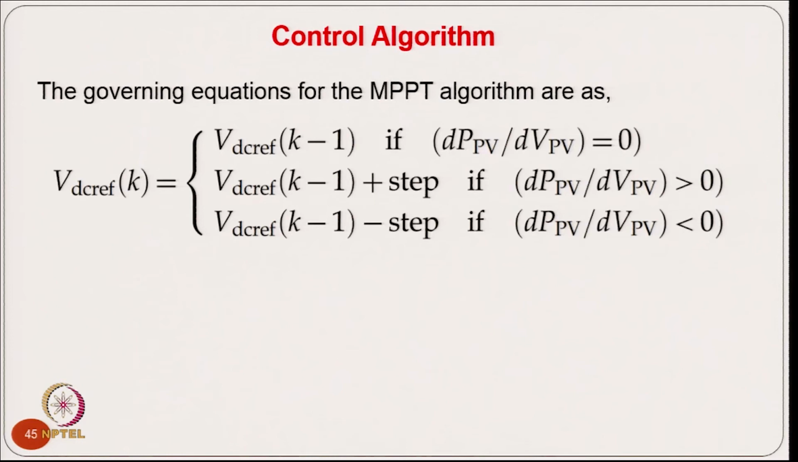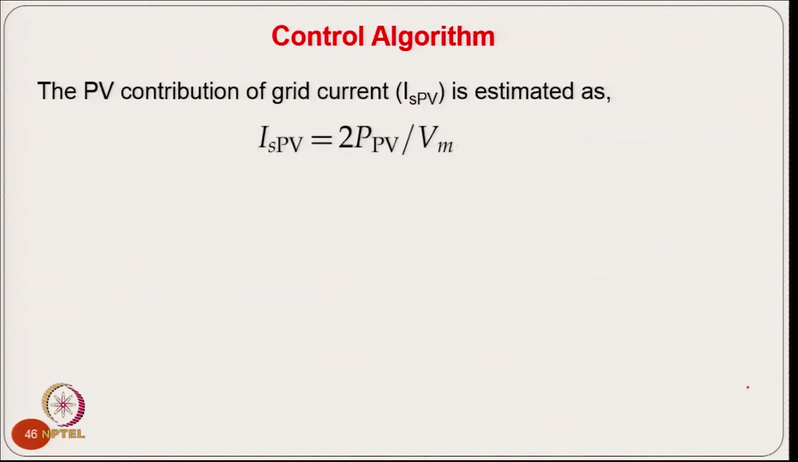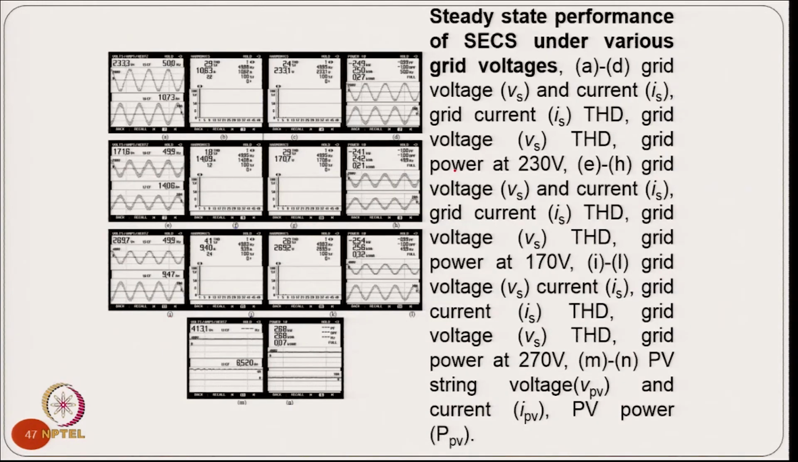And this is how you are really having a reference DC link voltage corresponding to maximum power tracking and the amplitude of grid voltage, and you are able to get the template from here, and you are able to get the feed forward term, and then these are the typical results by this system.